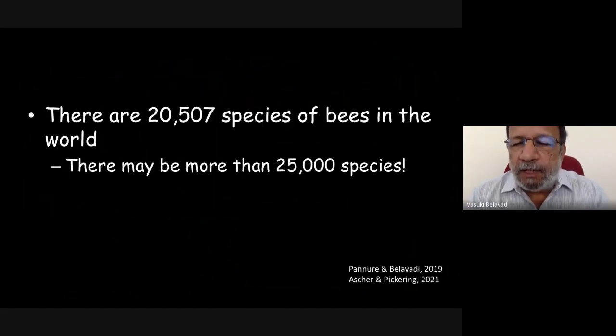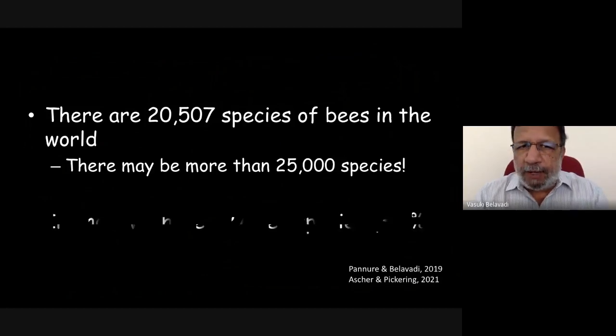But in the world, there are something like 20,507 species of bees, and there may be more than 25,000 species. So we have 20,500 species of bees in the world, of which only about 11 or 12 species are honeybees, and all the remaining bees are solitary bees. And they are all excellent pollinators of many of the crops and wild plants.